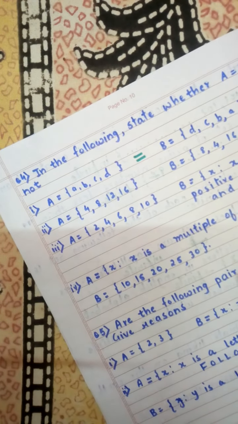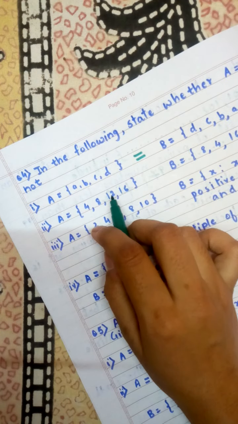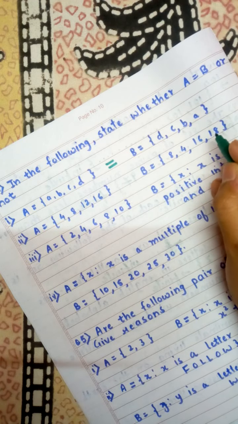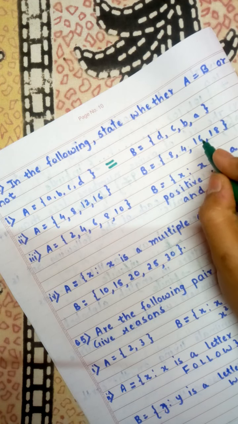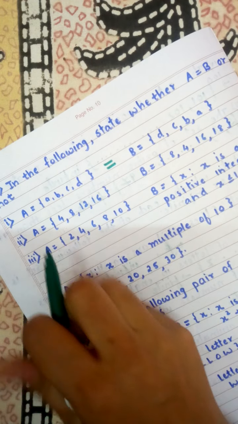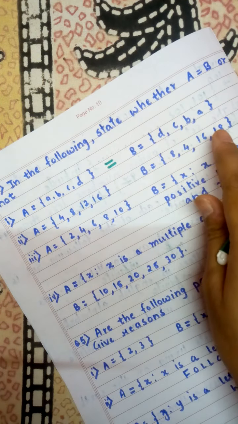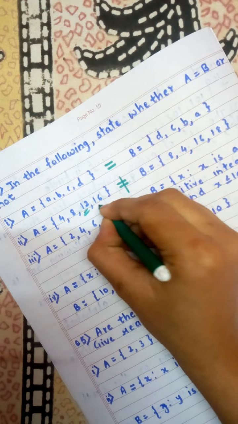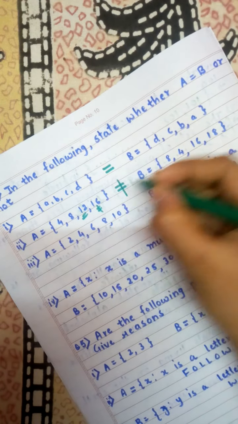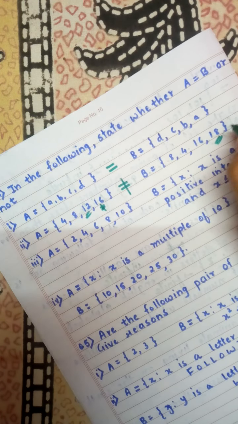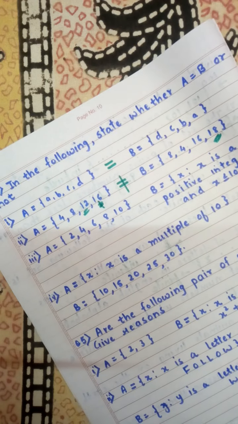Okay, now the next is {4, 8, 12, 16}, and here {8, 4, 16, 18}. Now 18 is there here, but 18 is not there in A. Similarly 12 is here, but 12 is not there in B. Therefore these sets are not equal. 12 is not there here and 18 is not there in A.